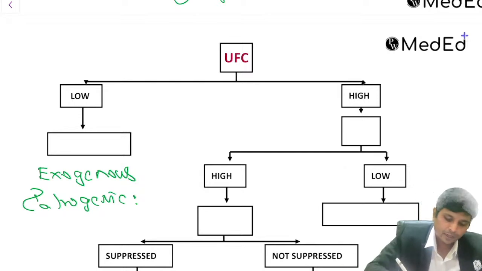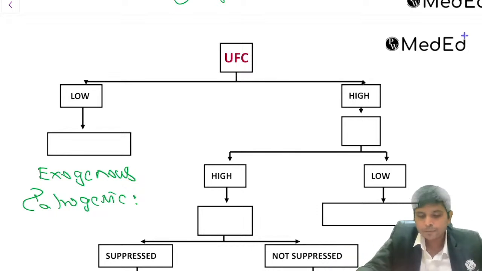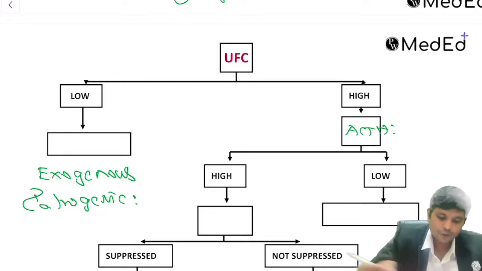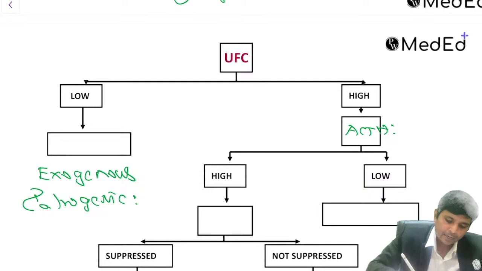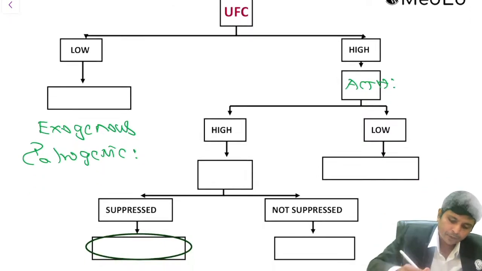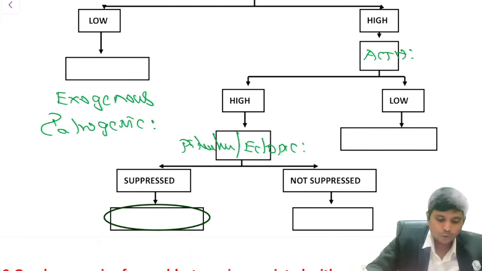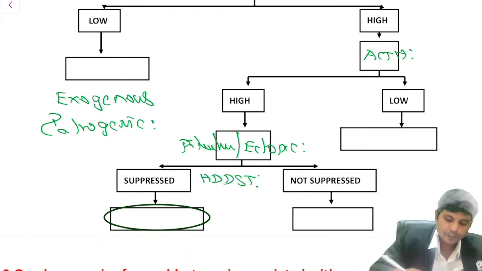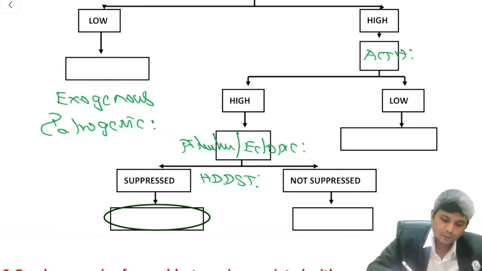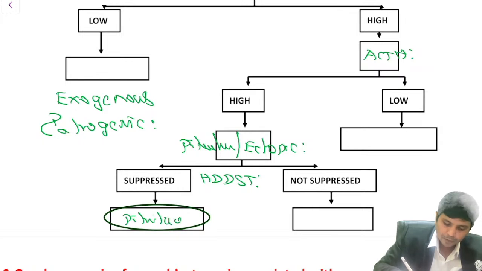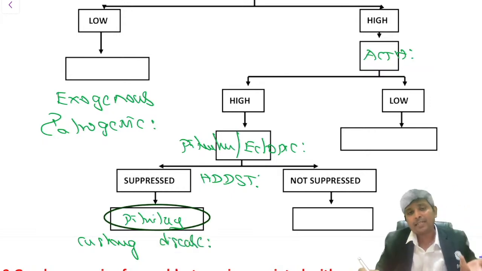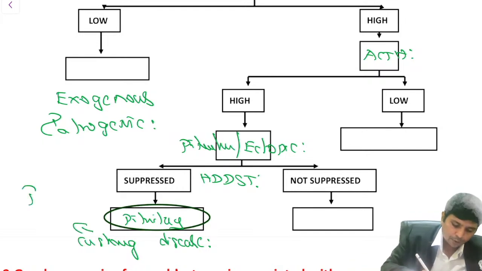Whereas if the urine cortisol is high, it means the body is producing. Then the next step is ACTH. If ACTH is high, it means either pituitary ACTH or ectopic ACTH. Remember, then you need to go for high dose dexamethasone suppression test. If high dose dexamethasone suppresses your cortisol, then it is pituitary, otherwise known as Cushing's disease, due to ACTH secreting pituitary adenoma. It usually occurs around puberty.